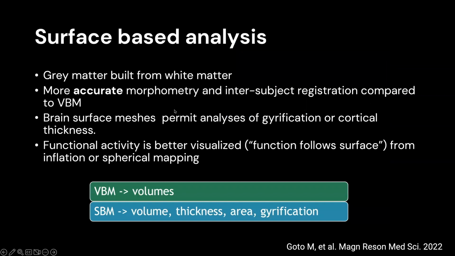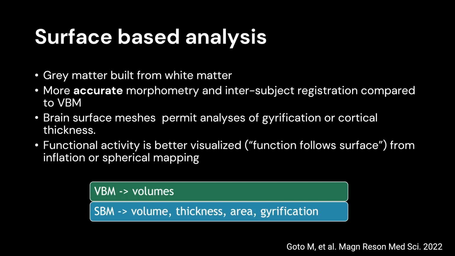So in a nutshell, in surface-based morphometry, the thing you have to have in mind is that the gray matter is built from the white matter. There are a couple of studies analyzing which one is more accurate in terms of reliability and accuracy of the metrics. And some studies show that surface-based morphometry has more accurate measures of morphometry and better inter-subject registration compared to VBM. Also, if you're working with cortical thickness or gyrification indexes, you should be using surface-based morphometry because the brain surface meshes permit that analysis and not the voxel-based reconstruction of the brain.